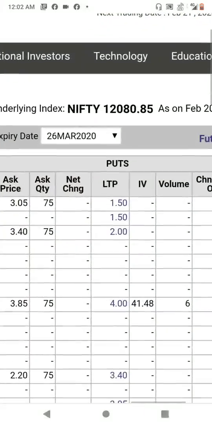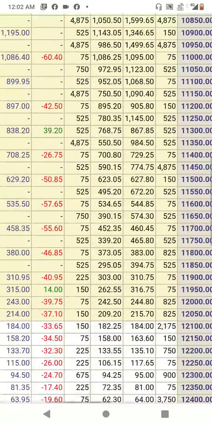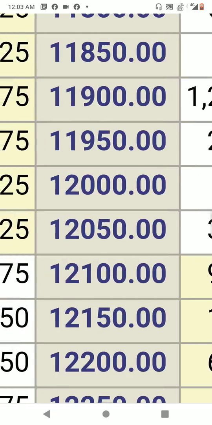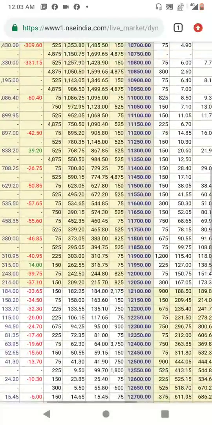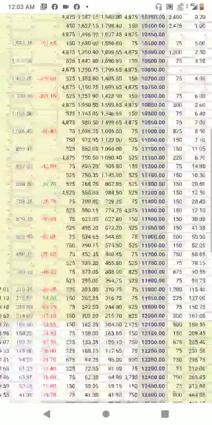So we are going to price an option which has an expiry, a time to maturity of 1 month, which is the 26th March. The strike price is 12,100. We are going to price the strike of 12,100, and the spot price is close to 12,100 too, which as we have seen is 12,080.